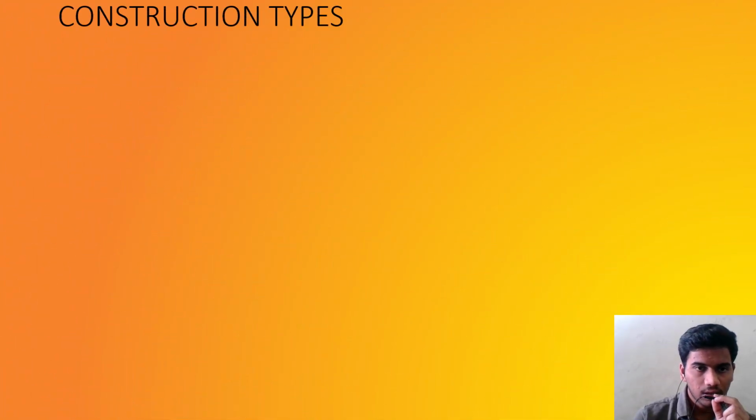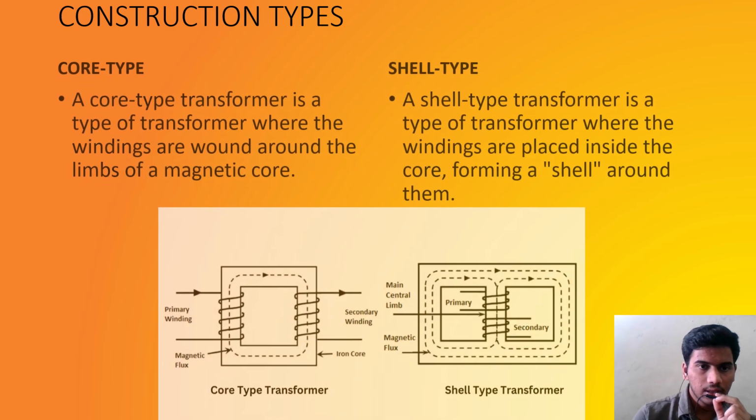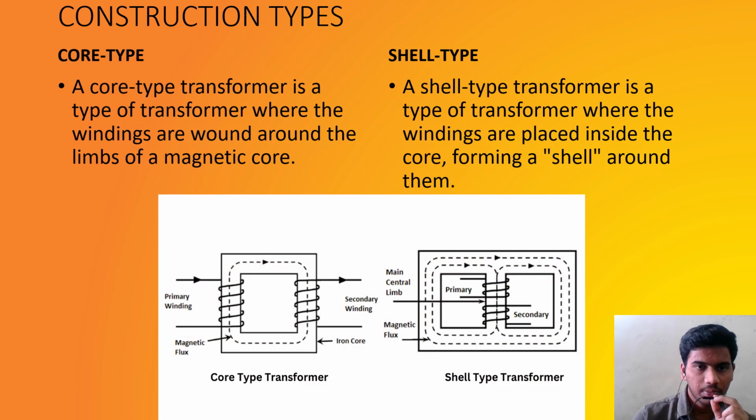Now, coming to the construction types, there are two types of construction of a transformer. First one is core type, second one is shell type. A core type transformer is a type of transformer where the windings are wound around the limbs of a magnetic core. You can see in the picture the windings are wound around the limbs of the magnetic core of a transformer. This is the primary winding and this one is the secondary winding.